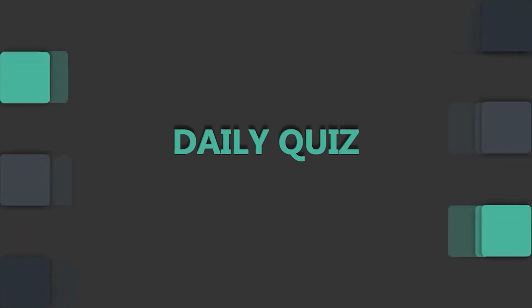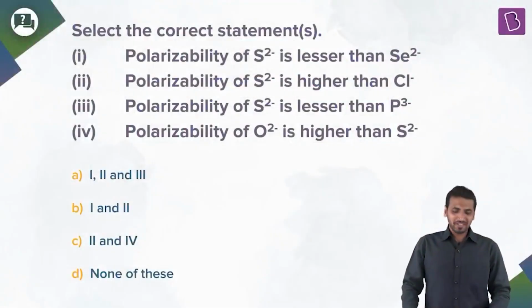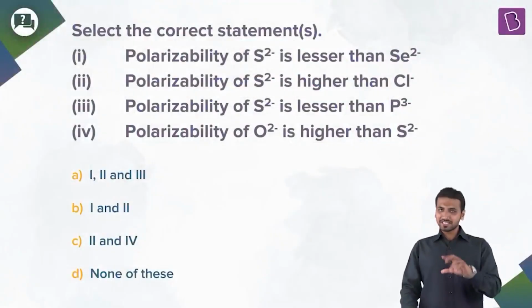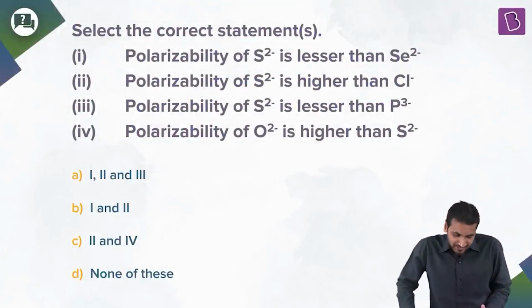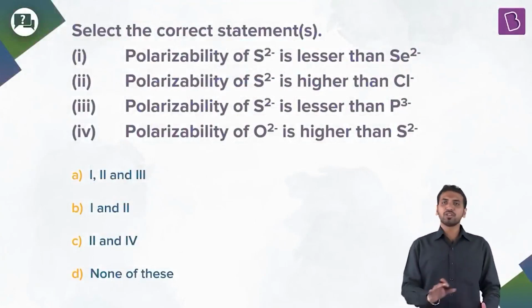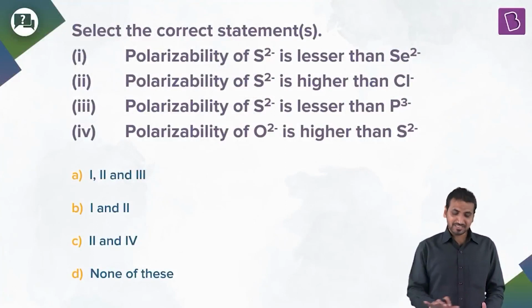Yeah, so here we have a question on polarizability. Let's read the statement first. Select the correct statements. Polarizability of these species are compared in these four statements, and then you have options A, B, C and D. You have to figure out which of the comparisons is correct, right?